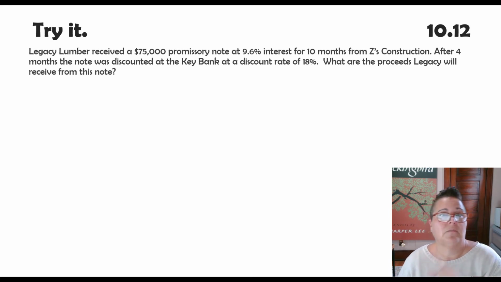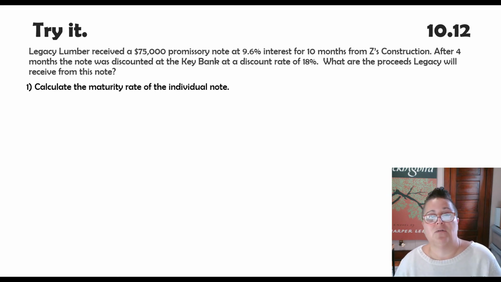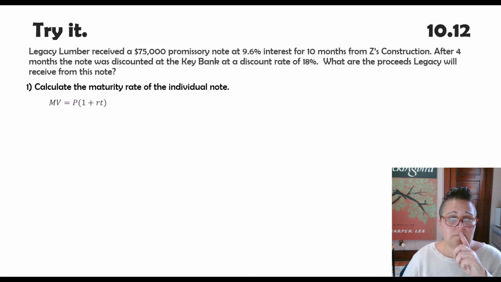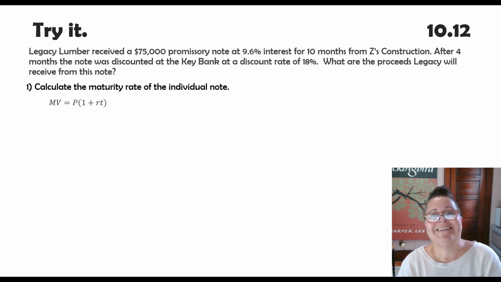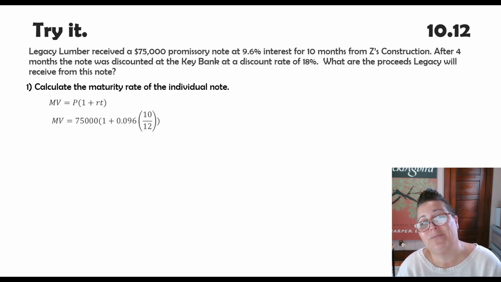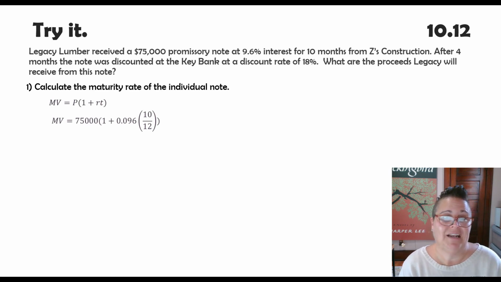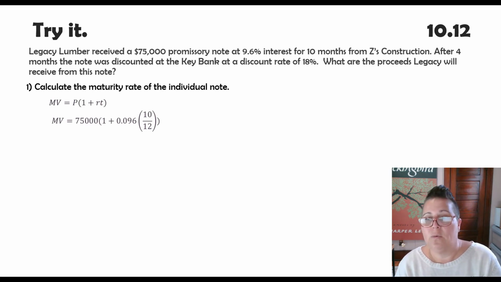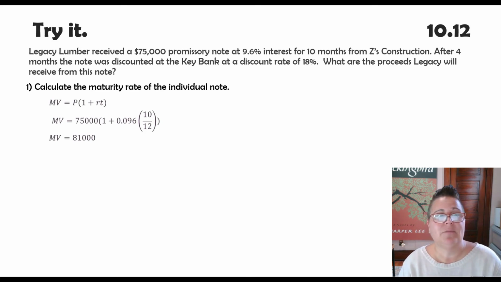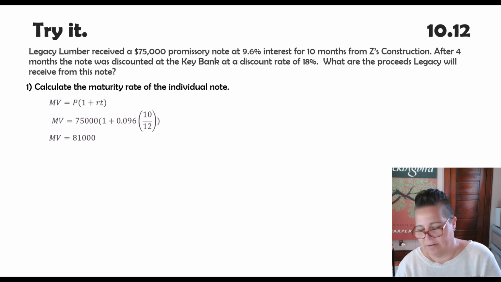4 steps in order to find the proceeds from a discounted note. First step, we've got to know how much that note is worth. So we've got to find the maturity value of the note, which is principal times 1 plus RT, or 75,000 times 1 plus 0.096 times 10 out of 12, because this was months. So we need to do 10 out of 12 in terms of months. When I multiply that out, I get $81,000. Doesn't always work to be such a nice number, but this one does, $81,000.